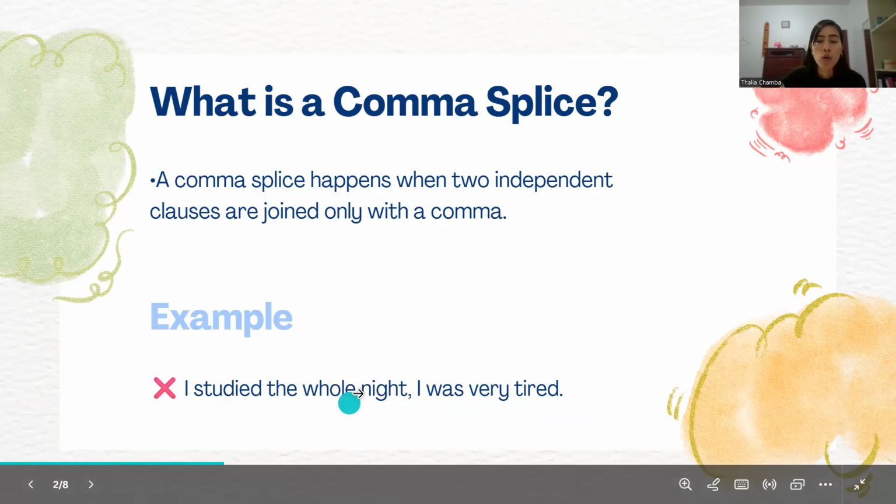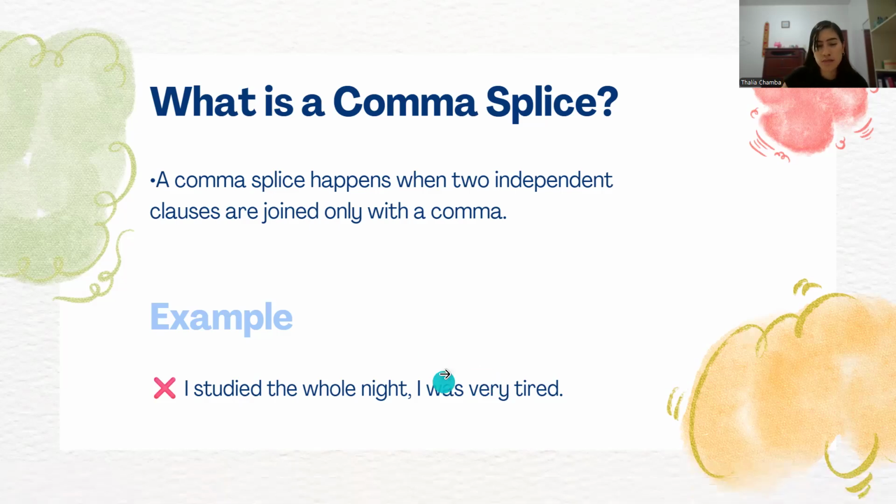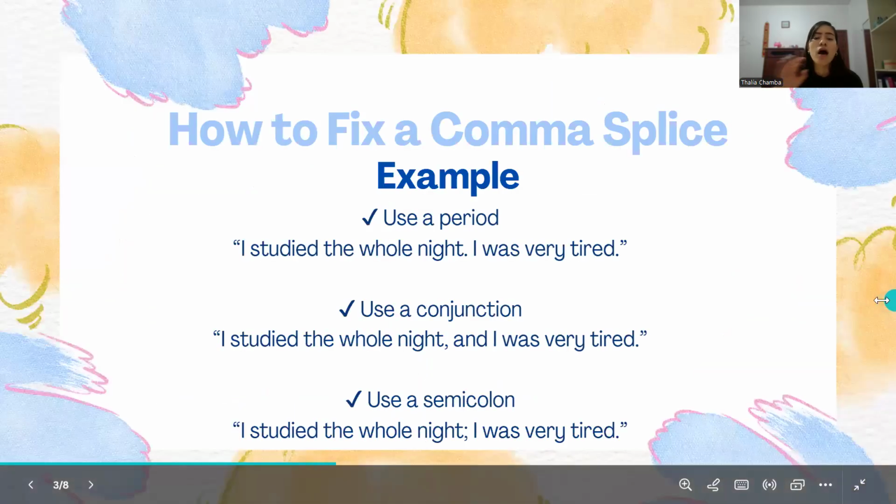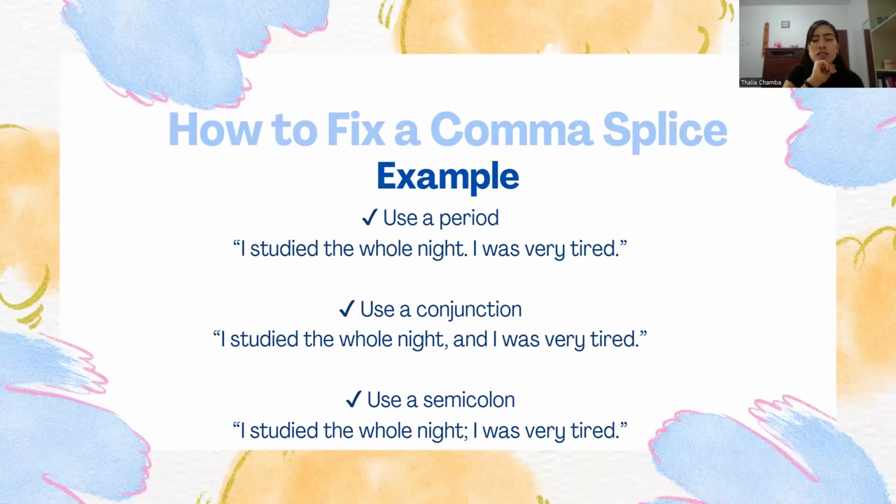I studied the whole night, I was very tired. We have two complete ideas, one and two, okay? But they are separated, as you can see, only by a comma. So this is a comma splice. So now, how to fix a comma splice? Here we have three methods, okay?